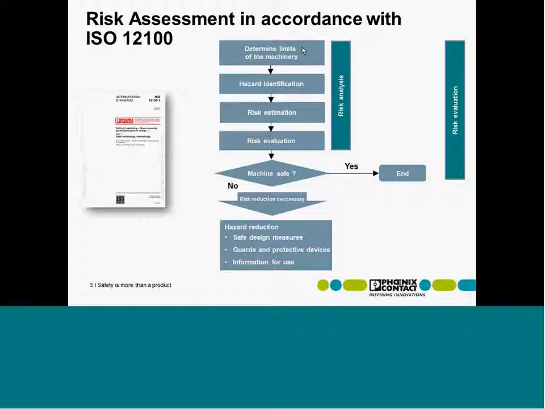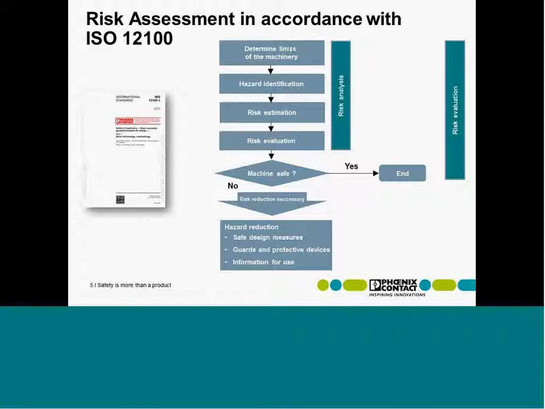The intended use might be a woodworking machine, which is designed for cutting or sawing wood, not for cutting and sawing metal sheets or plastics or something like that. You also define the qualification of the people who are allowed to work with that machine. You have to define the physical borders of the machine, the energy supply, for example, and lots of other things.